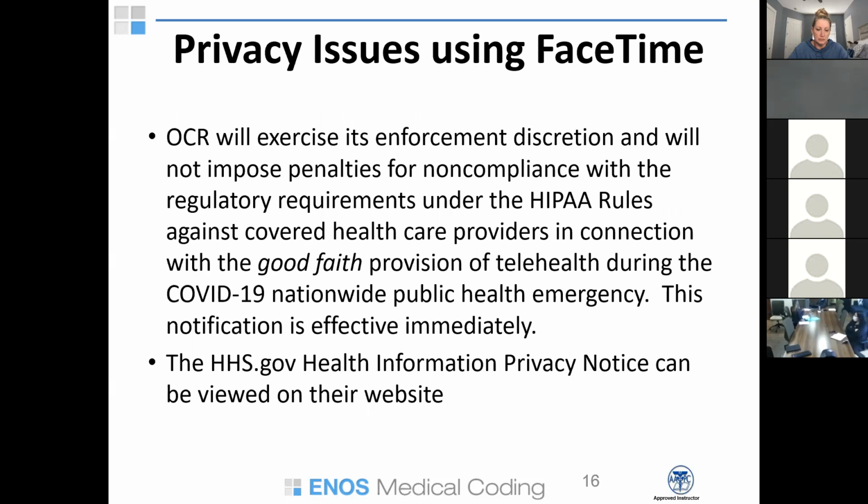even though they don't fully comply. This relaxed regulation comes from the Office for Civil Rights, and at the end of my Q&A sheet that I'm going to be sending to you, there are links to all of these legislation sources so you can review them and keep them on file in your office. But the OCR did come out and say that they will exercise enforcement discretion and not impose any penalties for non-compliance with the regulatory requirements under HIPAA, as long as the provider is taking care of the patients in good faith, providing telemedicine during this crisis. The notification was effective immediately, and that was published on March 17th.